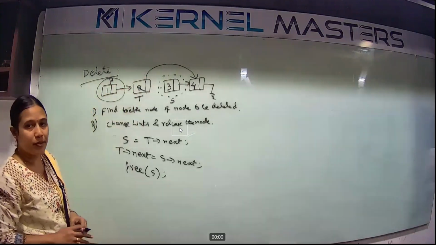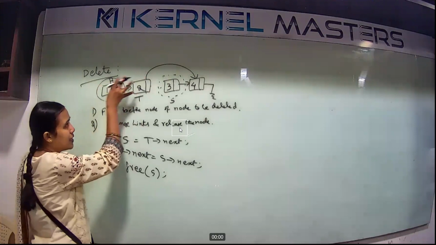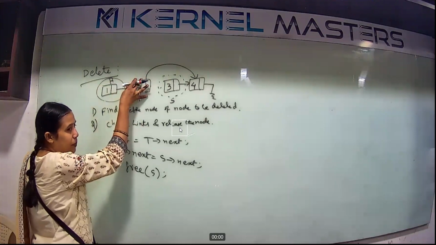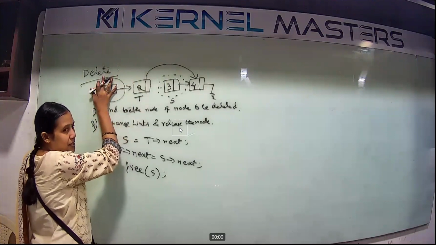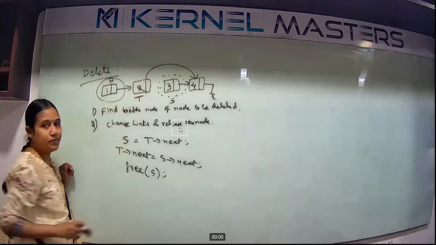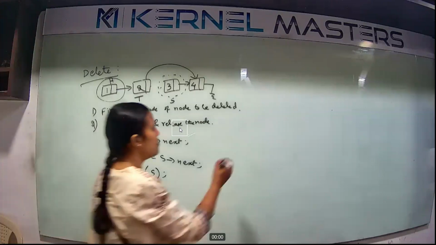Successor should be there. Right? So if this node is deleted, then this is the new head pointer. So you need to remember this address first, then release this, then make this the new head. A head deletion.